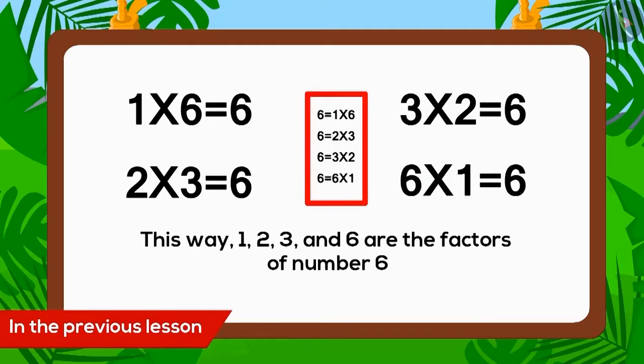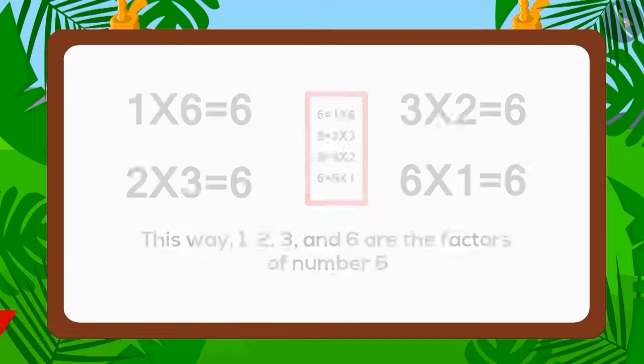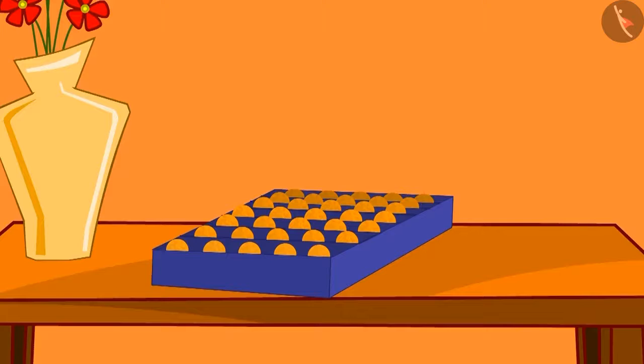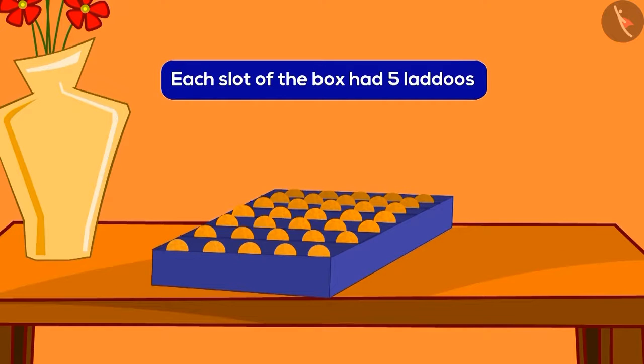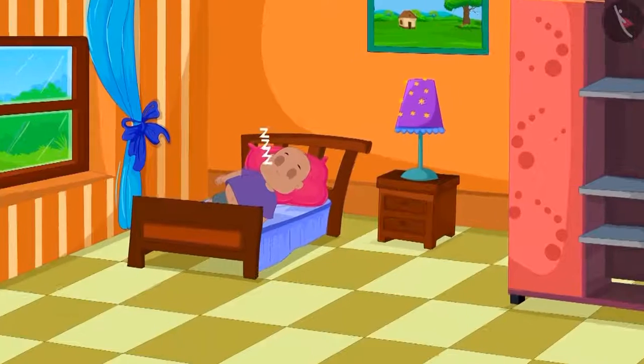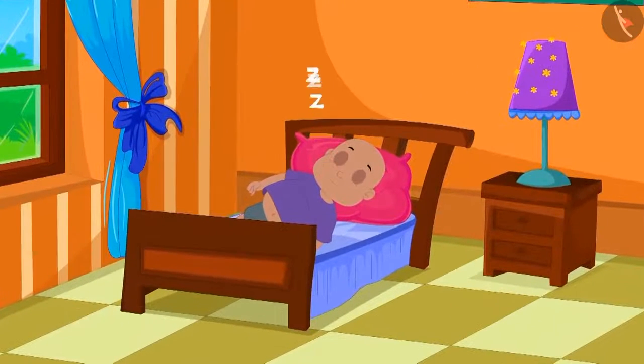Now, can you make use of the method of finding factors learned in the last lesson and find the answer to this puzzle? You just have to find out when does 35 appear in the table of 7. So what multiplied with 7 is 35? 5 multiplied with 7. Each slot of the box had 5 laddus. Bablu ate a lot of laddus and started feeling sleepy. Bablu slept on the bed.